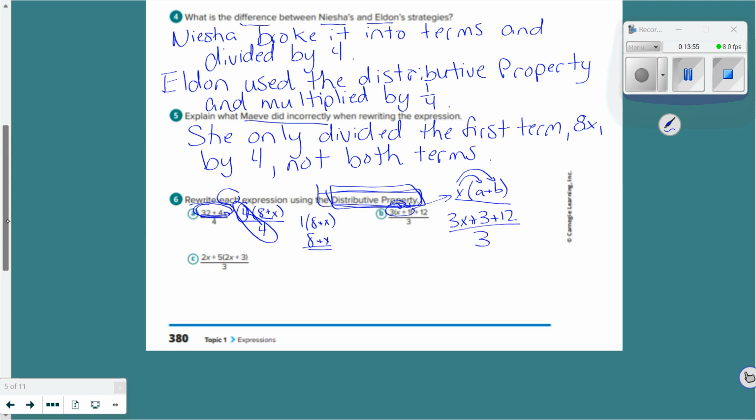Over 3. Now I've got some like terms. Can I combine by like terms? Yeah. So I can write that as 3x plus 15 divided by 3. Now I've combined everything that I can. Now I can split it into my 2 terms. So I can say that's 3x over 3 plus 15 over 3. 3x divided by 3 gives me 1x. 15 divided by 3 is 5. So this, rewritten in the form, is this.